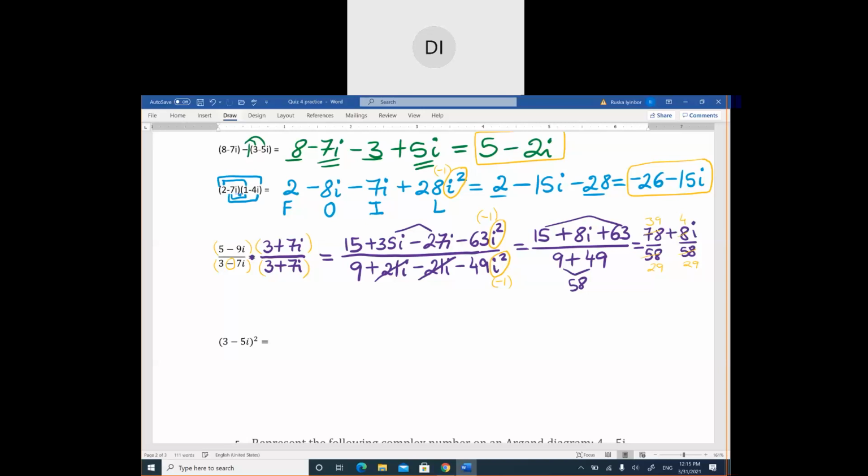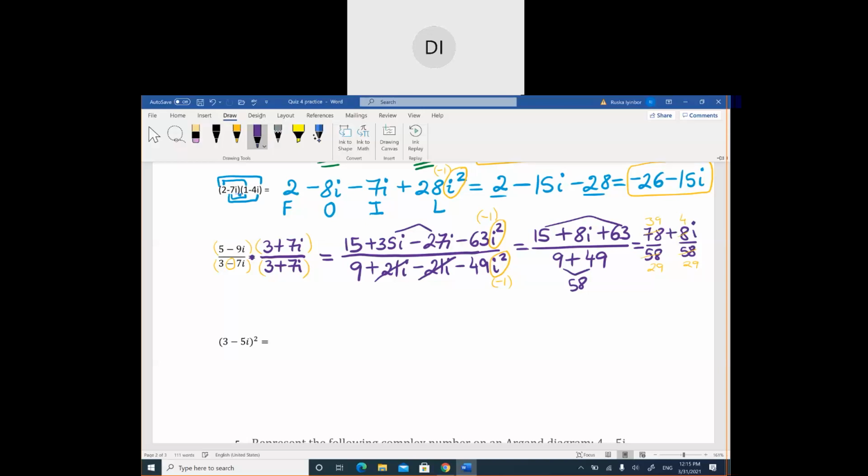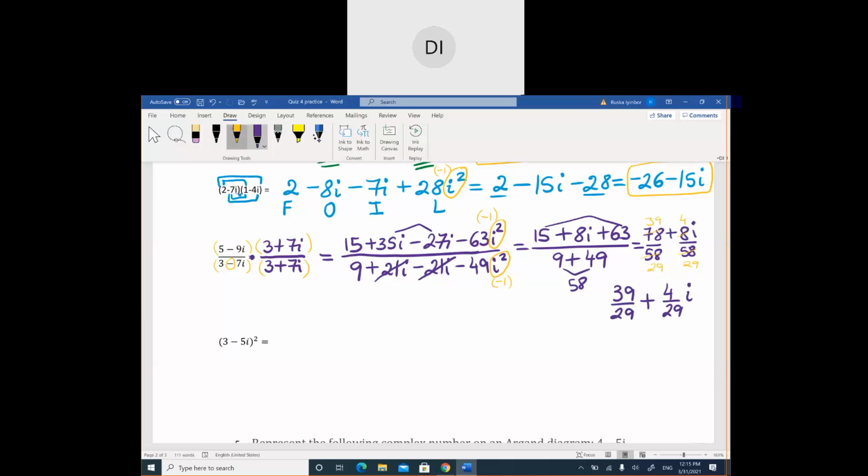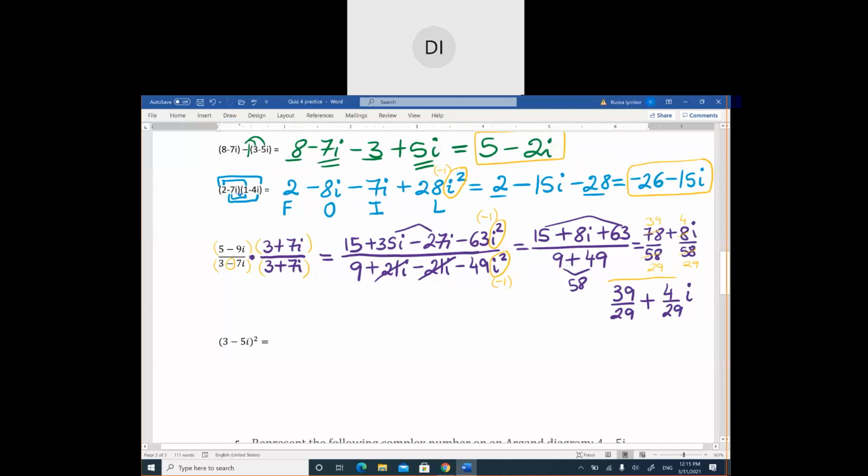So my final answer, reduced, simplified, broken down into the rectangular form of the complex number where you have the real component and the imaginary component, is going to be 39 over 29, that's the real component, plus 4 over 29, that's the imaginary component, and that's why I have to put the i next to it. Okay, so this is my final answer when I divide those complex numbers.